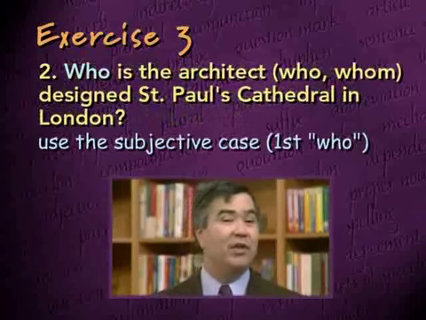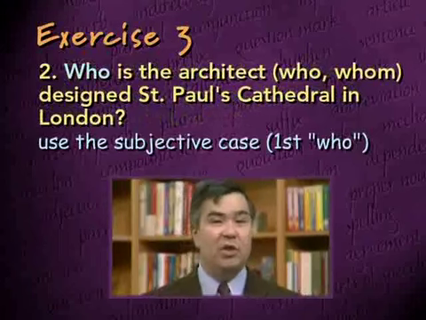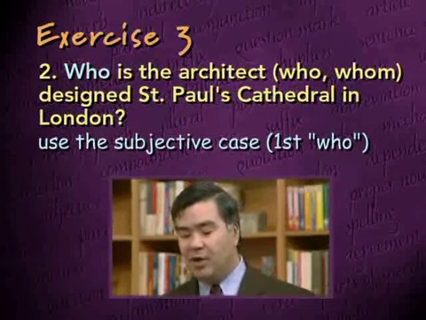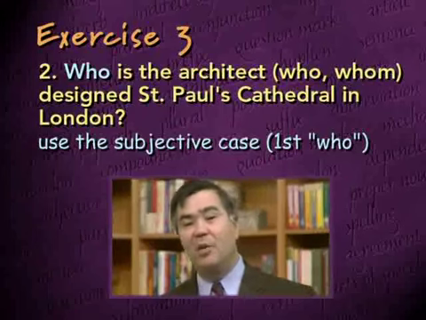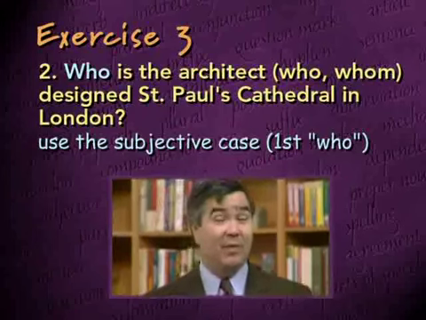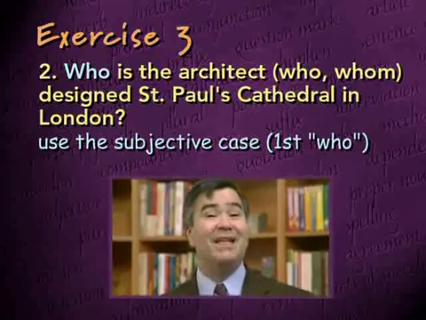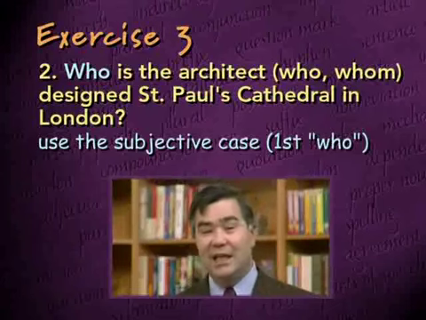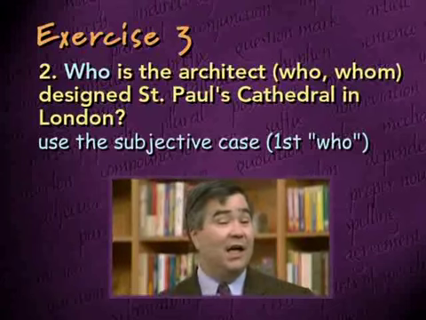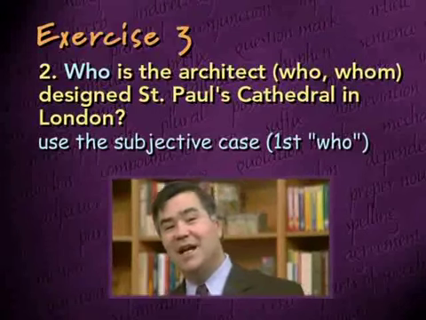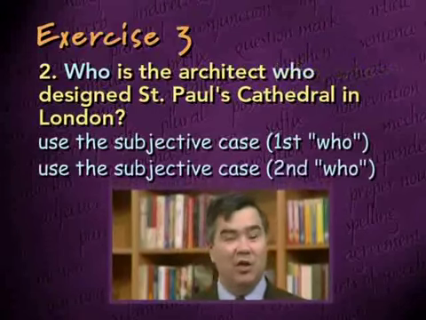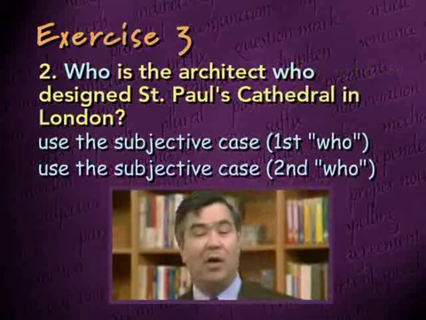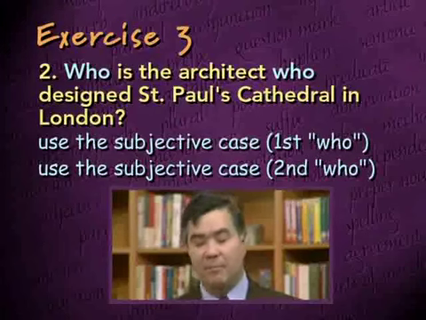Now let's look at the relative clause introduced by the other who or whom pronoun. Who or whom designed St. Paul's Cathedral in London? What's the verb in that clause? Well, the verb is designed. And what's the subject of the verb designed? Who or what did the designing? Well, again, the pronoun who is actually the subject of the verb designed. Since who is the subject of the verb designed, it should be in the subjective case, who. So the sentence would correctly read, who is the architect who designed St. Paul's Cathedral in London? Next example.